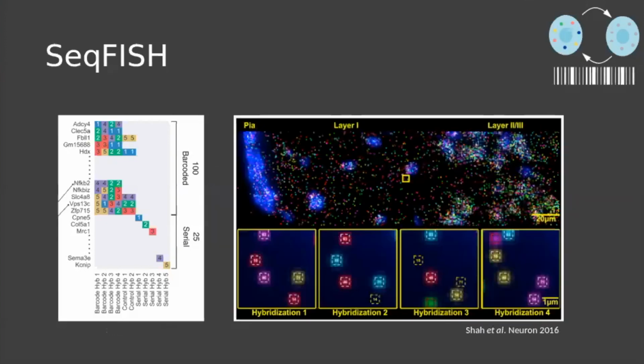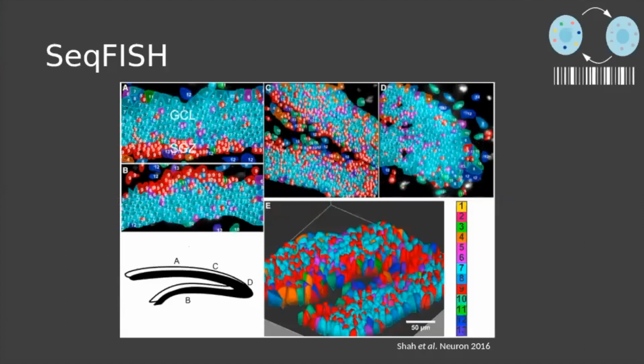And with that, they could find dots in the brain. This is a small piece of what they imaged. And in the bottom, you can see examples of the dots changing color over the different rounds. And then they can identify them afterwards. And what they could do, after segmenting their cells, in this image, the cells are colored according to the clusters that they found in the data. This is the dentate gyrus in the mouse brain.